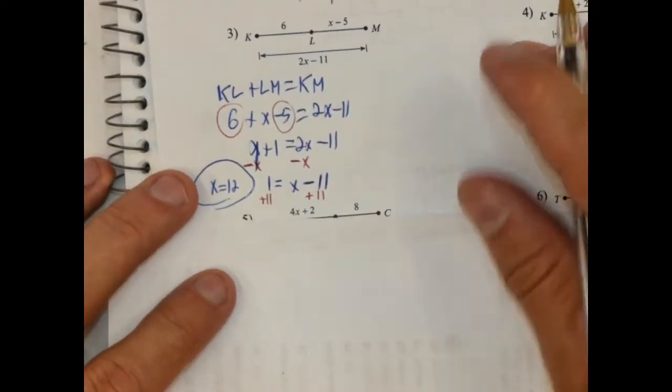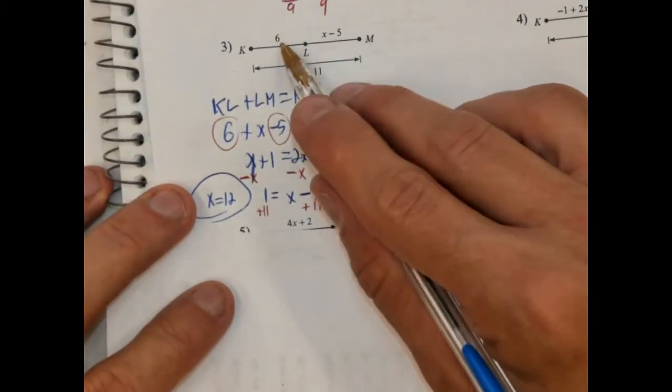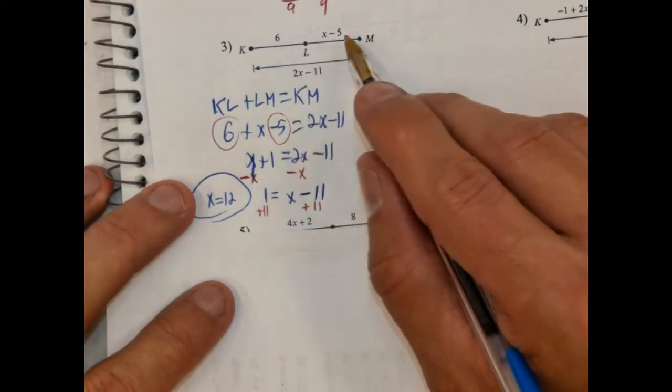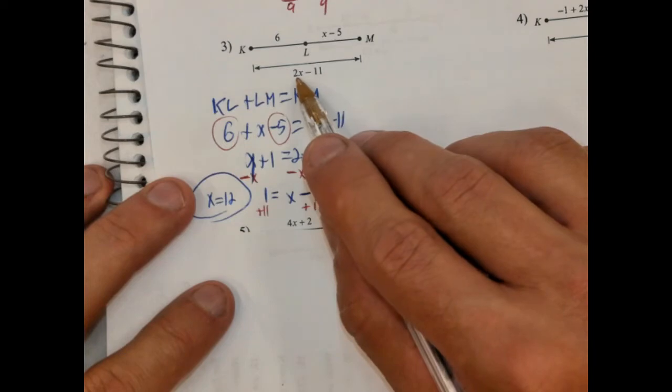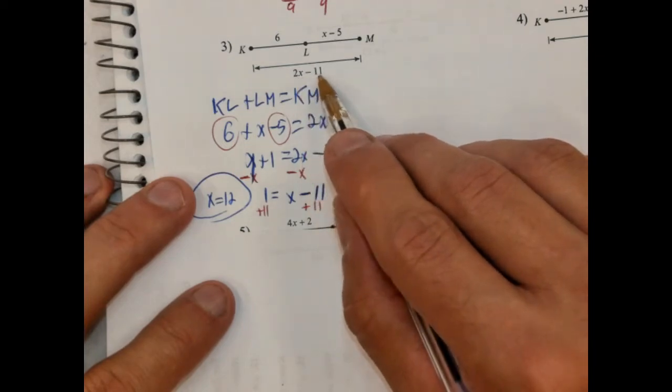All right, let's see if that works. 12 take away 5 is 7. 7 plus 6 is 13. Okay. 2 times 12 is 24. 24 minus 11 is 13. That works. Cool. Okay, let's go down to number 5.